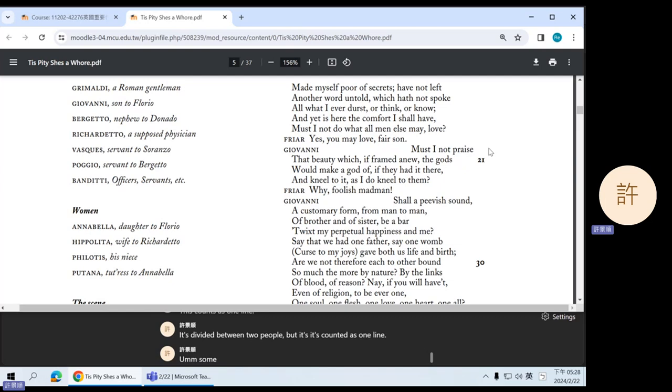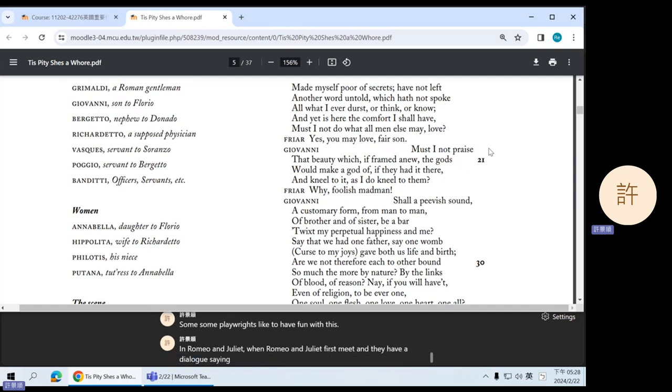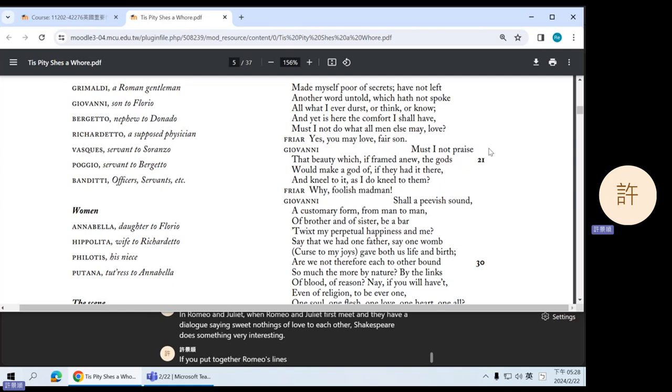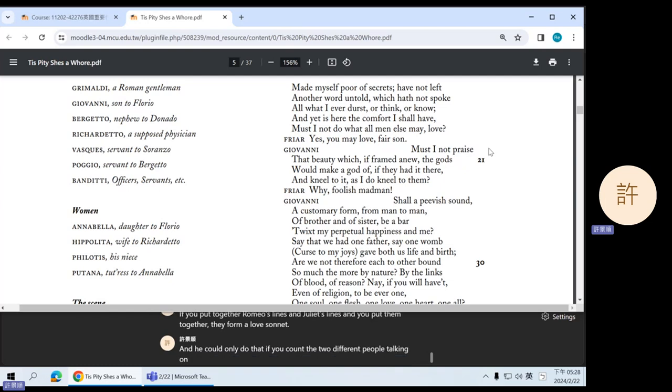Some playwrights like to have fun with this. In Romeo and Juliet, when Romeo and Juliet first meet and they have a dialogue saying sweet nothings of love to each other, Shakespeare does something very interesting. If you put together Romeo's lines and Juliet's lines, they form a love sonnet. And he can only do that if you count the two different people talking on the same line.